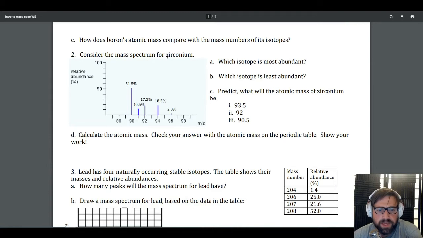All right, consider the mass spectrum for zirconium. Which isotope is the most abundant? Again, you can just look here. Isotope 90. So zirconium-90 is going to be the most abundant. Which isotope is the least abundant? 96 is the least abundant. Okay. Predict, what will the atomic mass of zirconium be?